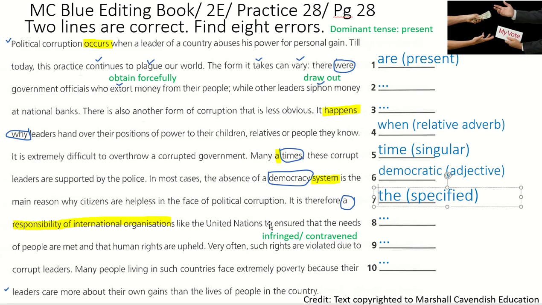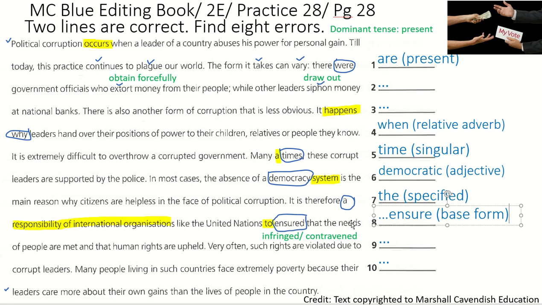Like the United Nations to ensure that the needs of people are met. Wait. I noticed an error here. After to, okay, it should be base form. Okay, so let me write that down. Ensure, base form. Continue. Are met, correct. And that human rights are upheld. Very often, such rights are violated. Violated means infringed or contravened. This past participle form is correct.